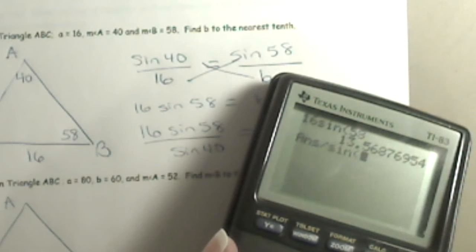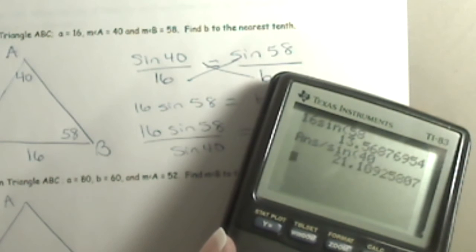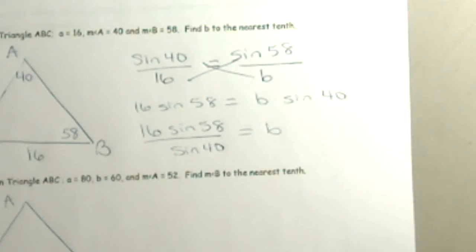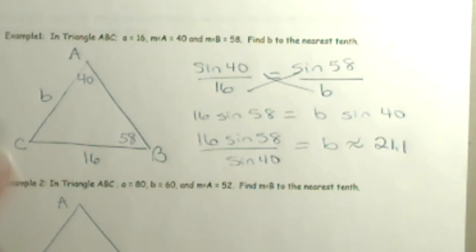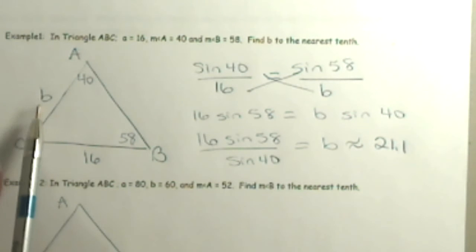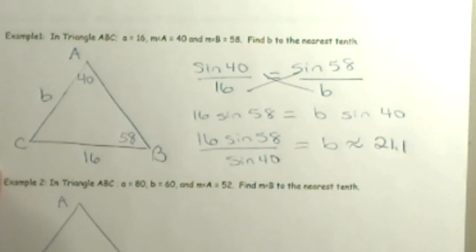Now I will divide it by the sine of 40. Be sure to check those calculators are in degree mode. And I get the unknown side is about 21.1. So B is approximately 21.1, which should make sense. Basic triangle inequality says that in a triangle, the larger side is opposite the larger angle, and you can see B is larger than 16. So that kind of makes sense, as we would hope that it would.